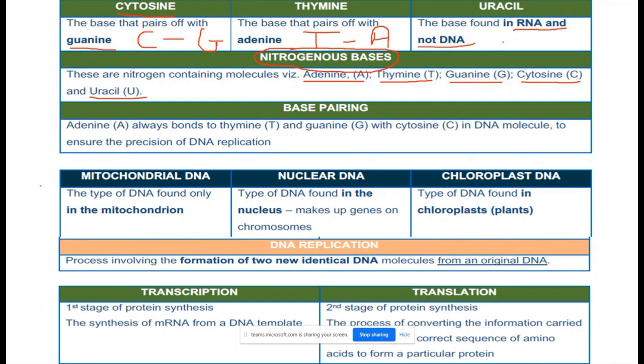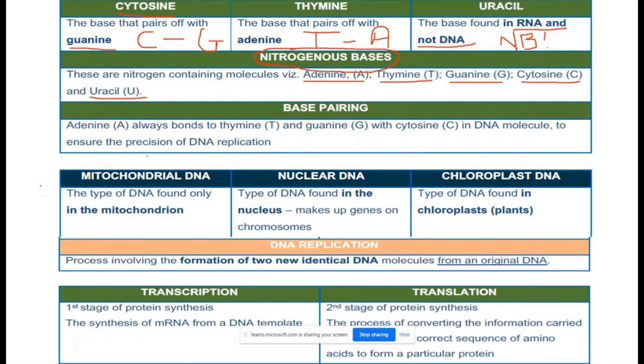Very, very important. Here I would put NB, nota bene. This is very important information. Uracil is not found in DNA. Now, where do we get DNA?